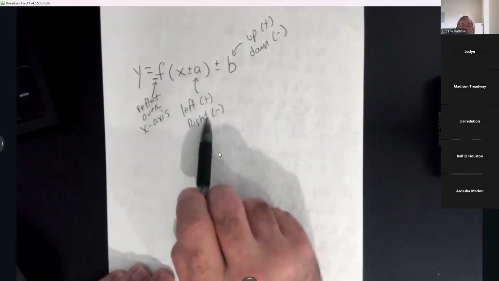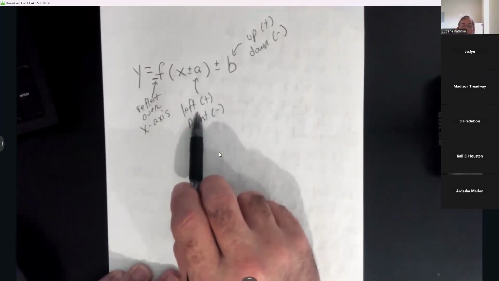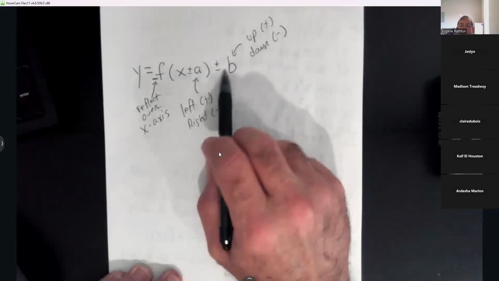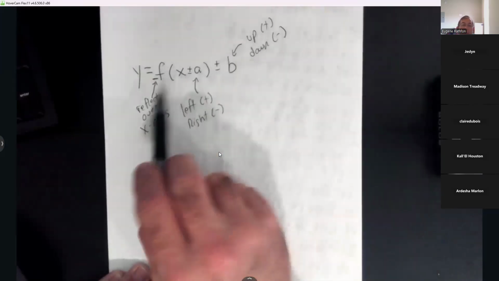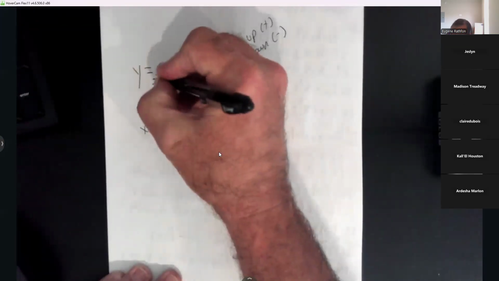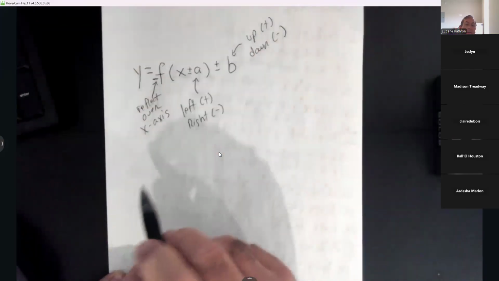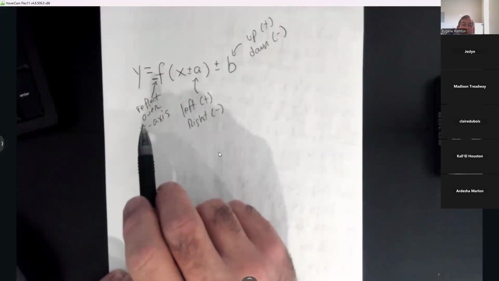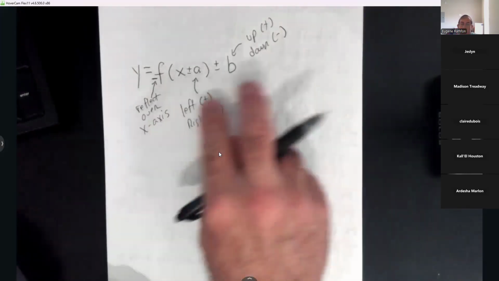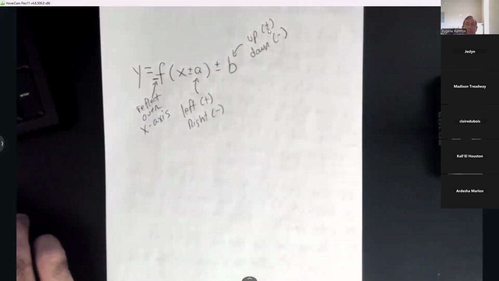So use this guide. Are you in parentheses? You're going left or right. Are you added at the end? You're going up or down. And if you're negative in front of that f of x, that's going to reflect us over the x-axis. So use this guide on these problems, okay?